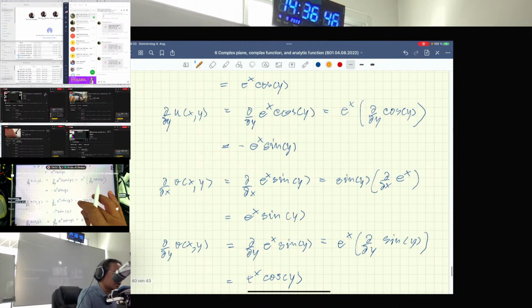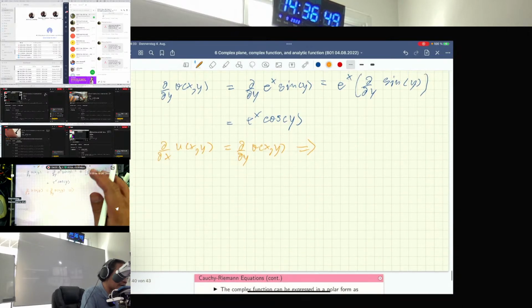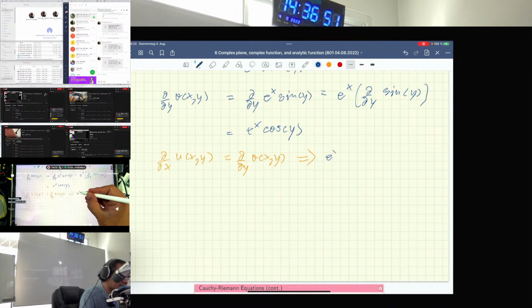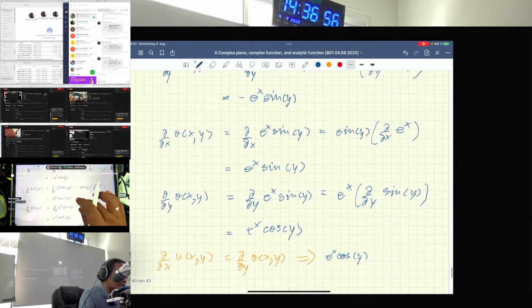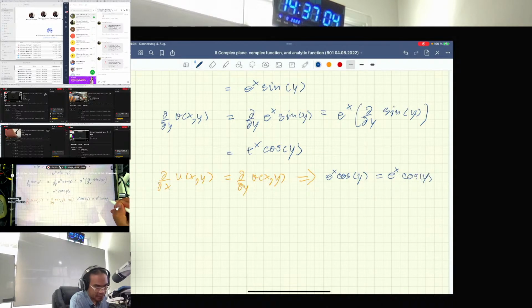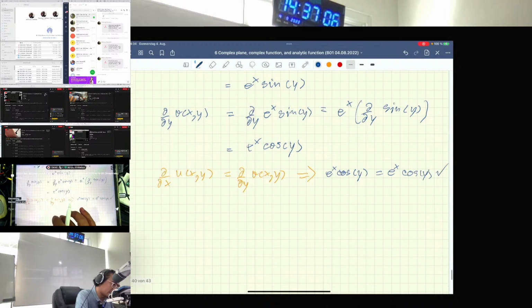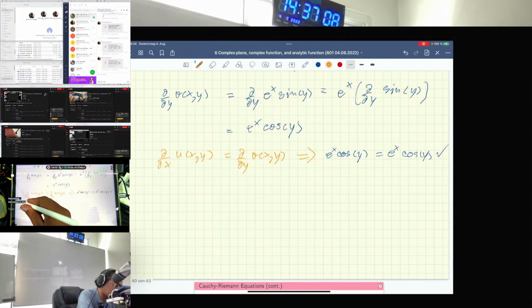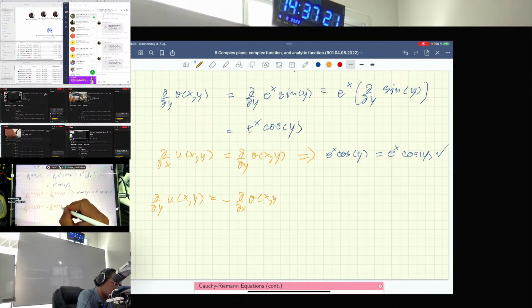Let's have a look. ∂u/∂x is exponential x cosine y. ∂v/∂y is also exponential x cosine y, and that's right. The next condition is whether ∂u/∂y equals negative ∂v/∂x or not.